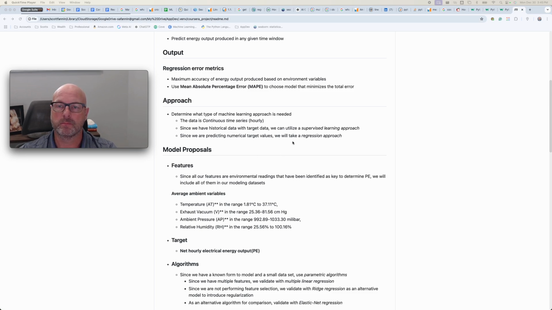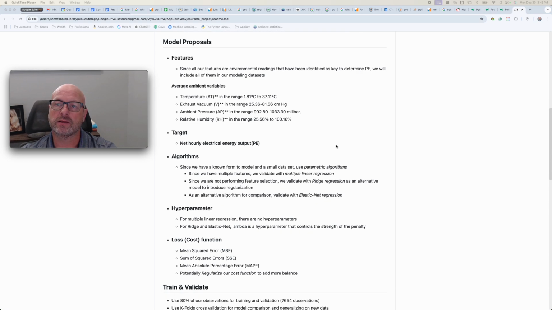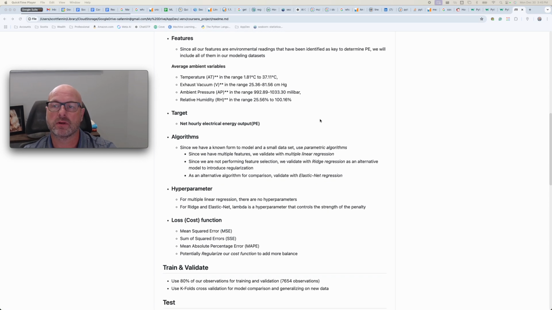And also, since we're predicting numerical target values, we need to use a regression approach for our machine learning modeling. As I was looking at how to tackle this, the model proposals that I came up with, since we have all these features that are supplied, I'm assuming that these were valuable features and come from someone who understands that these features do determine what the output is. So we will use all the features in the modeling. Our target is, again, the net hourly electrical energy output.